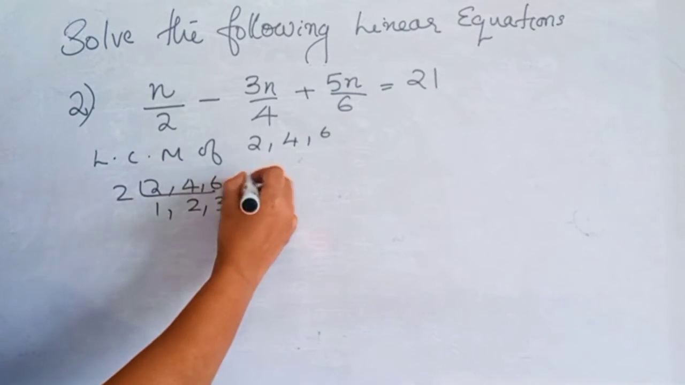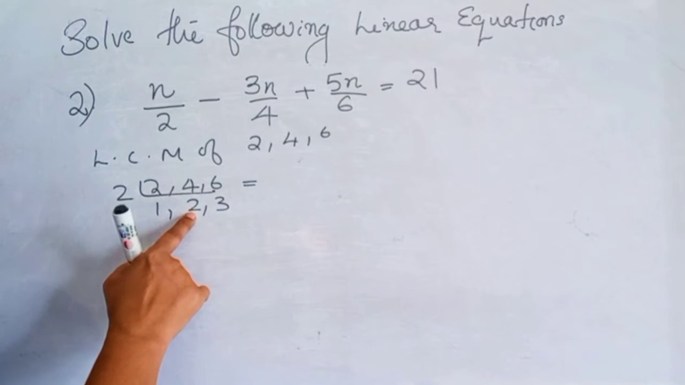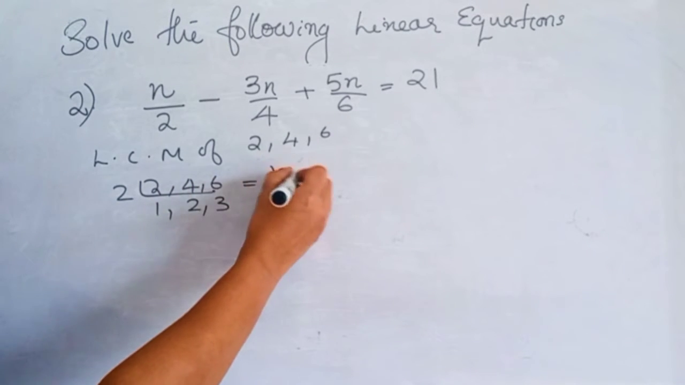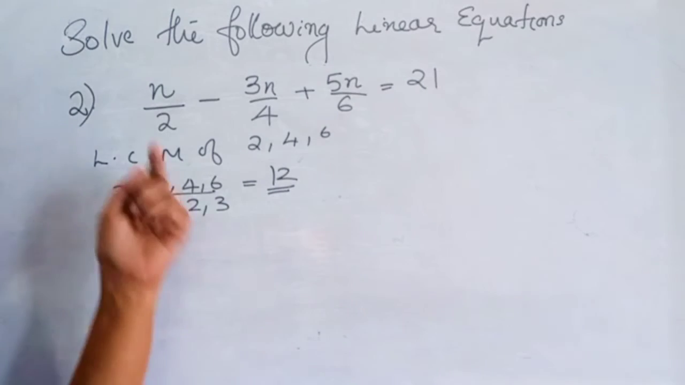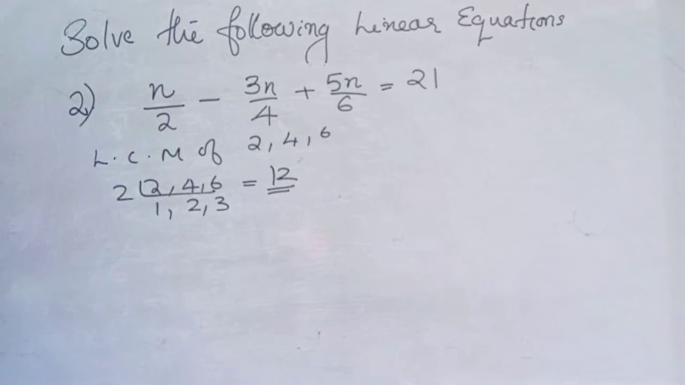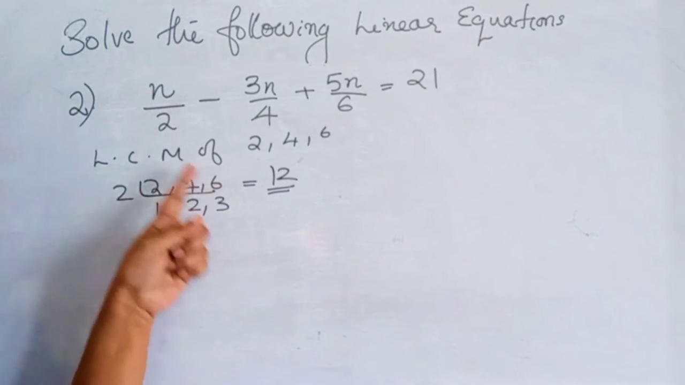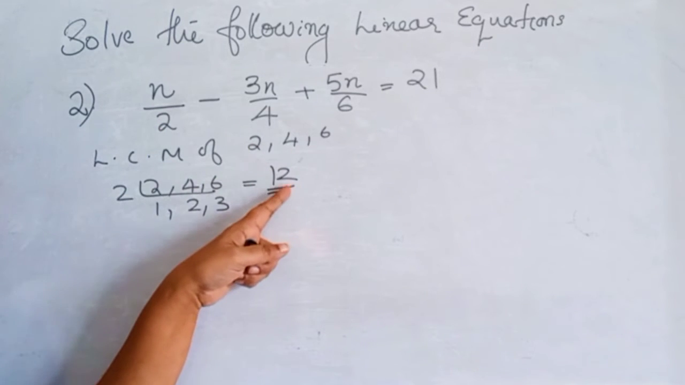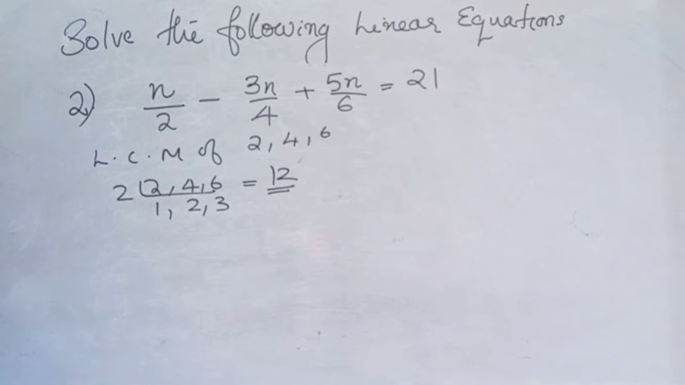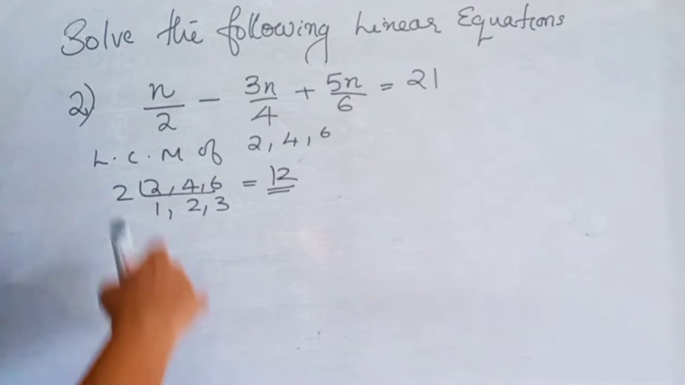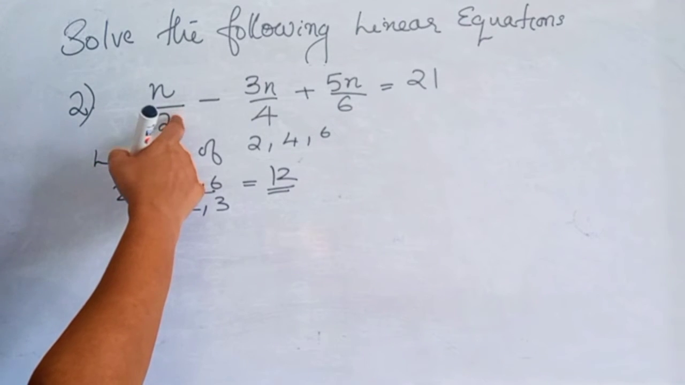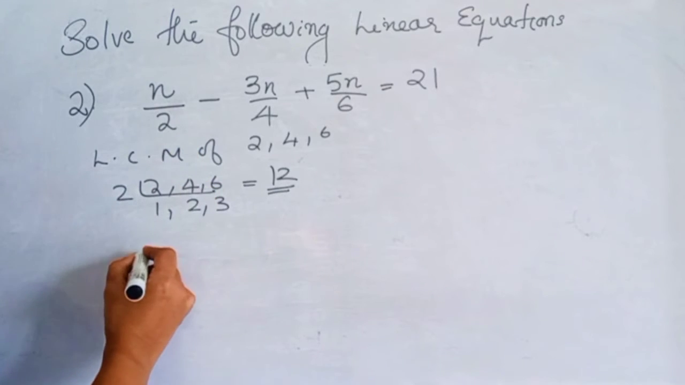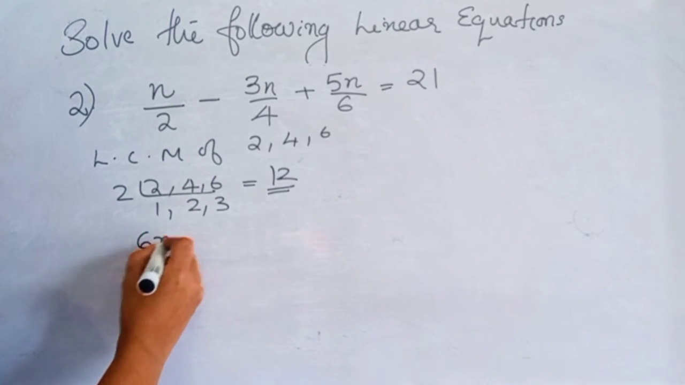So we got the LCM value: 2 3s are 6, 6 2s are 12. Now we need to convert all the terms into equivalent terms having denominator 12. So we need to convert here. We know that 2 into 6 will work out here, so on top also we need to multiply.